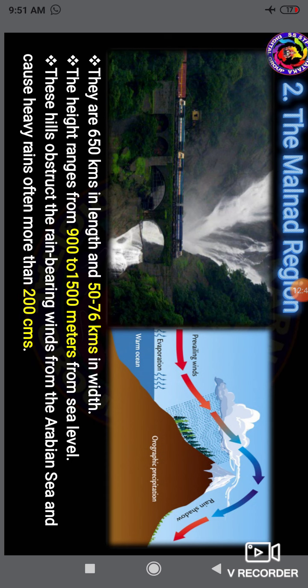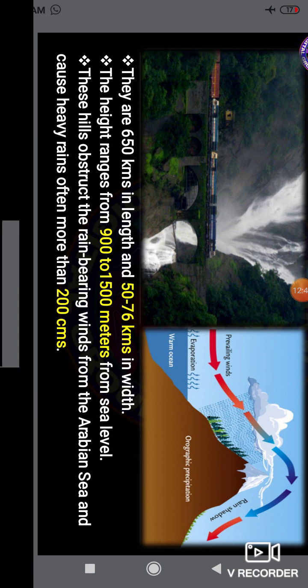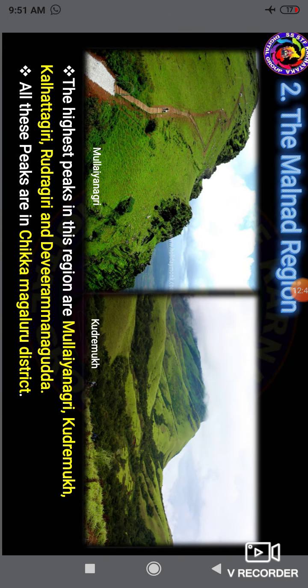The highest peaks in this region are Mullayanagiri, Kudremukha, Kallatigiri, Rudragiri and Deva Ramana. So all these peaks are in the Chikkamangaluru district. Look at that. On the left side, we can see the Mullayanagiri. It is one of the highest peaks in Karnataka.